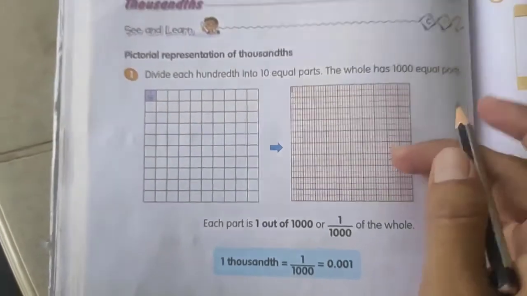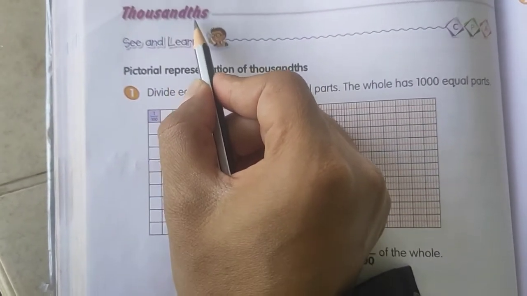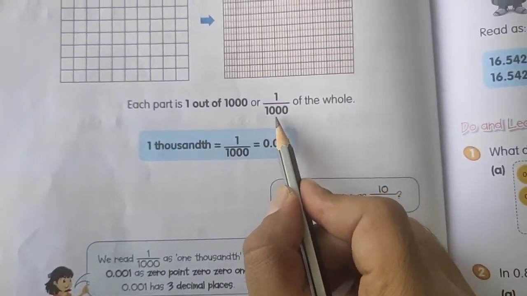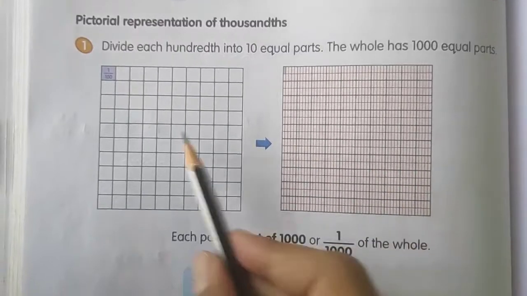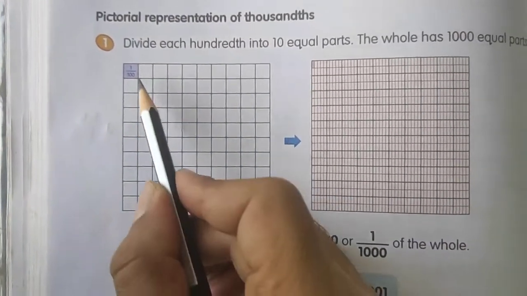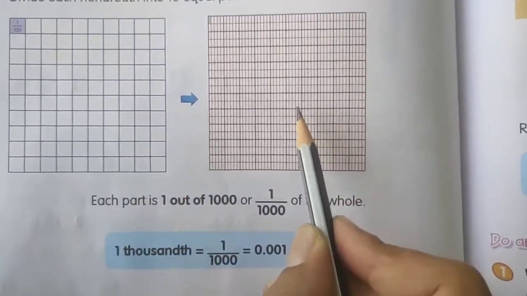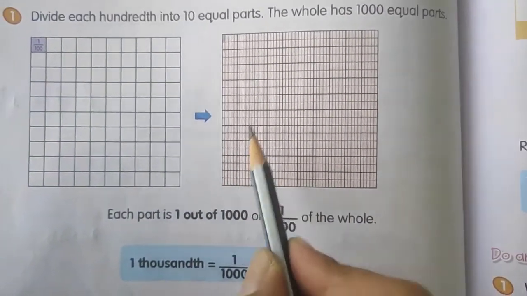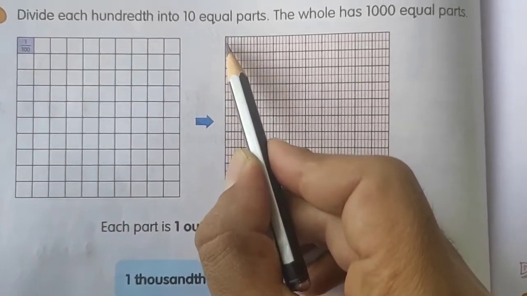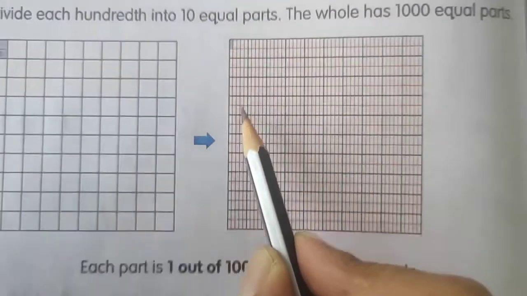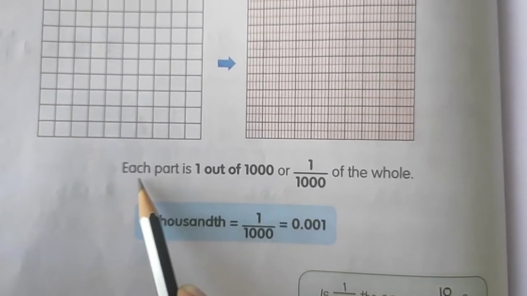Now the next part is thousands. Okay, thousands means definitely what will happen? See, here we will make total parts as 1000 parts. See, here 100 parts are there and one part is selected, so we write it as 1 by 100. But if you see here, equal 1000 parts are made now. So definitely, and see here only one part is colored. So how to show it? 1 upon 1000.